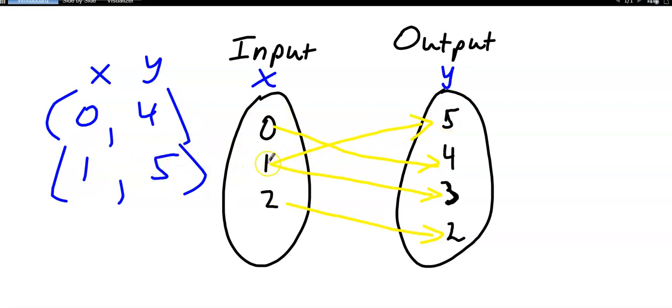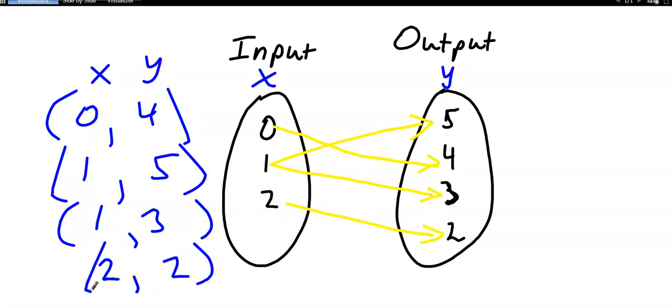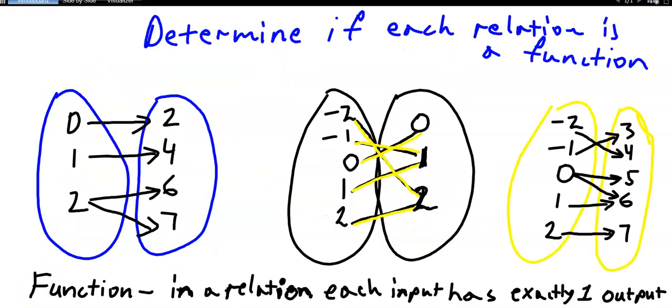But that 1 is also matched up with something else. It's matched up with 3. So we're going to list that one more time because it's matching up twice. Once here and one more time over here. 1 is matched up with 3. And the last one is 2 is matched up with 2. And these are the ordered pairs. So we should have 1, 2, 3, 4 of them.